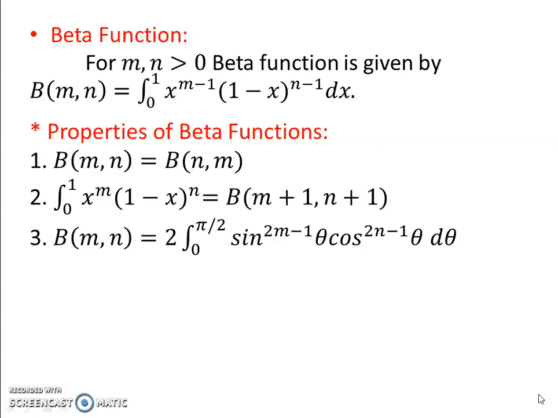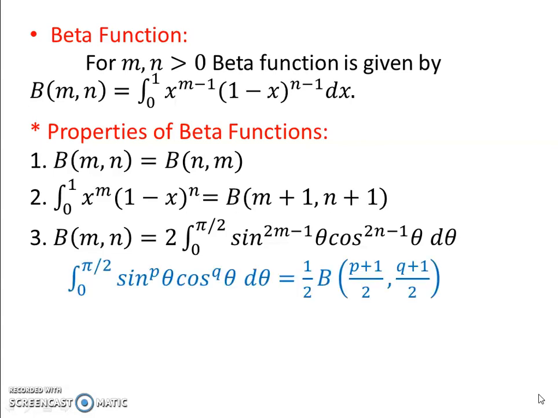Suppose in this proof, we replace 2m minus 1 as p and 2n minus 1 as q. What is the value of m? As p equal to 2m minus 1, m equals (p plus 1) by 2, and similarly n equals (q plus 1) by 2. So if we replace these values, we get a very important rule: integration 0 to pi by 2 sine raised to p theta cos raised to q theta d theta is equal to 1 by 2 beta of (p plus 1) by 2 comma (q plus 1) by 2.